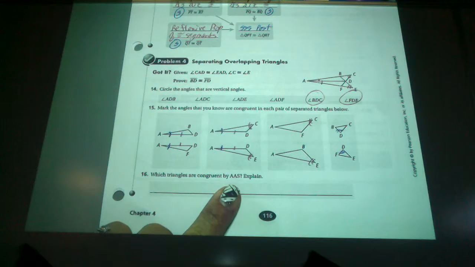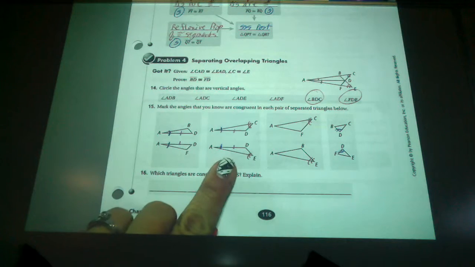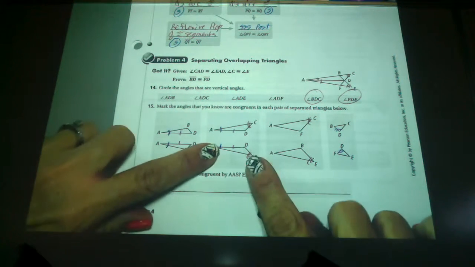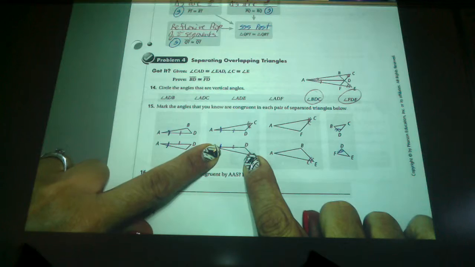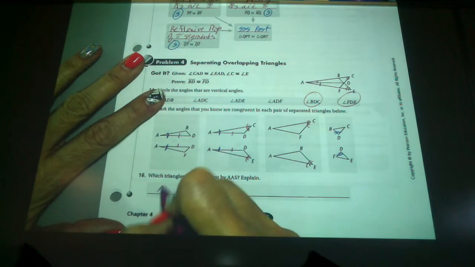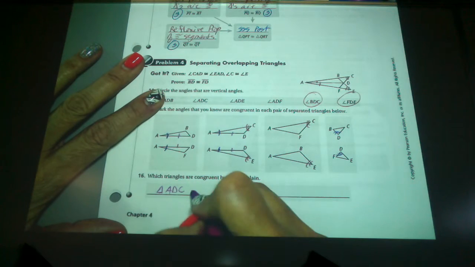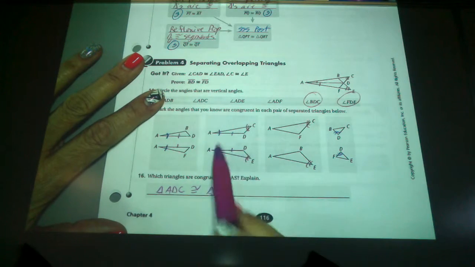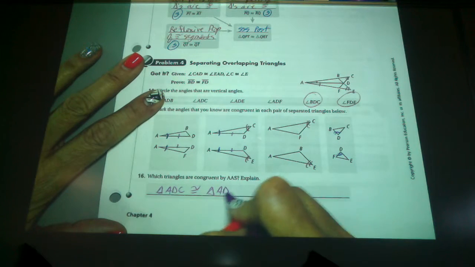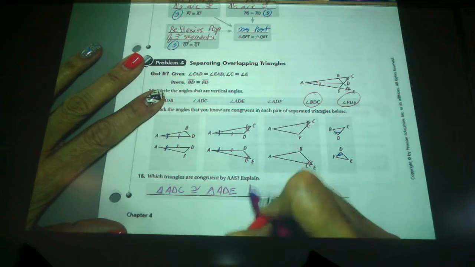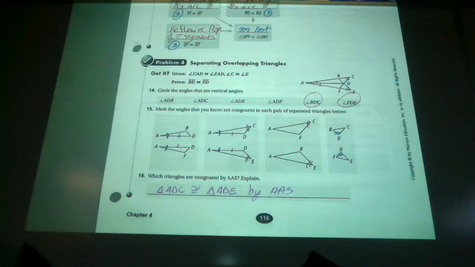Can't those be done by, is that AAS? Is the side included or not included with AAS? Not included. Is that side there not included in between your 2 angles? Is that side in between your angles? Nope. So you've got triangle ABC is congruent to triangle A has to correspond to D, and so that leaves us with D by AAS. All right, flip it.